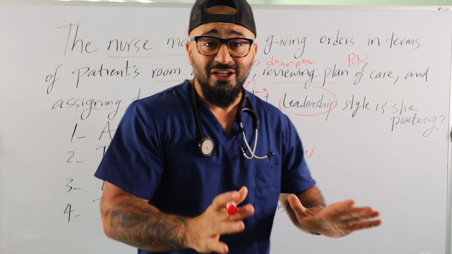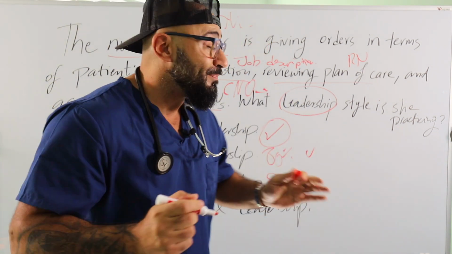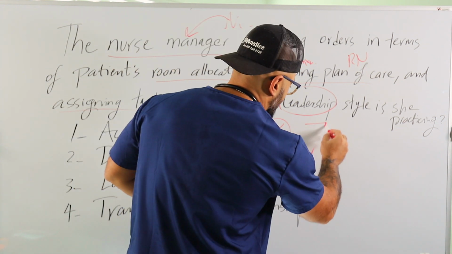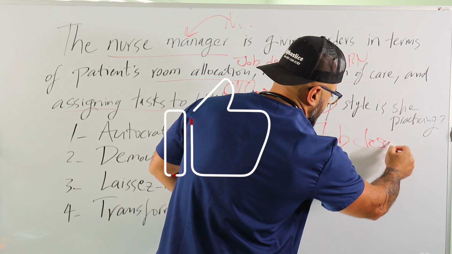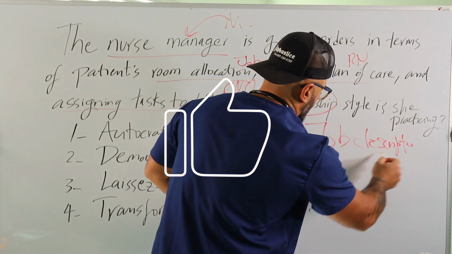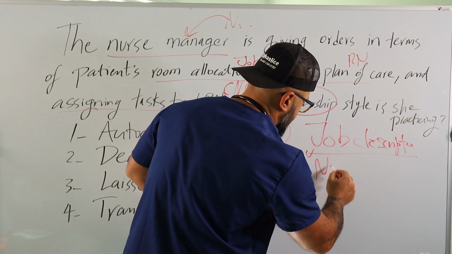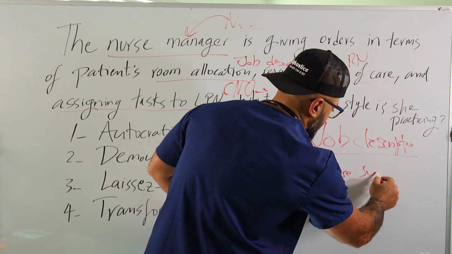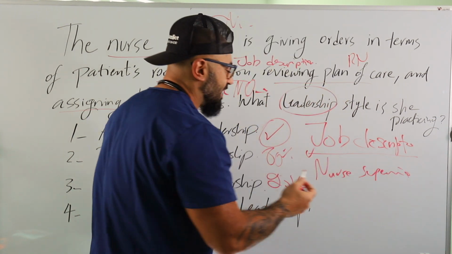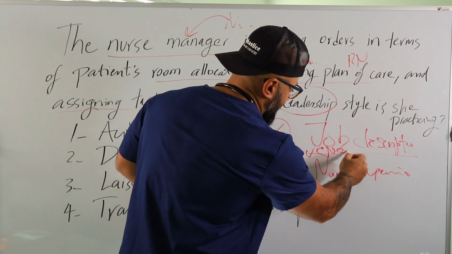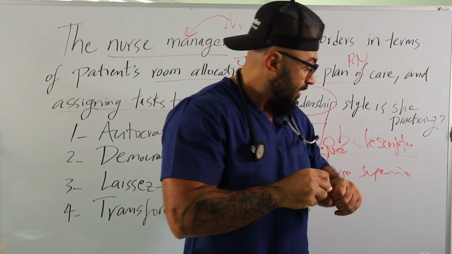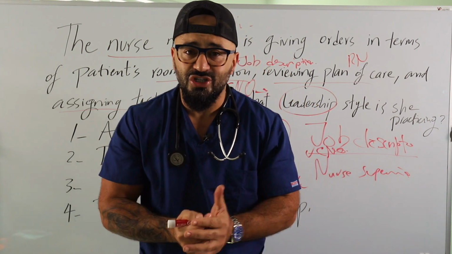Now, I'm gonna talk briefly about the job description, all right? I still have some space here. So, the job description or job role of the nurse supervisor. So what does the nurse supervisor do, right? So you've got the CNO, we're not gonna talk about that. But you've got the chief nursing officer, and then you've got the nurse supervisor. What does the nurse supervisor do?